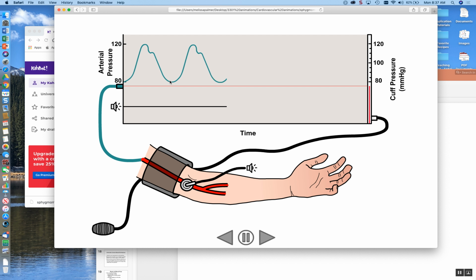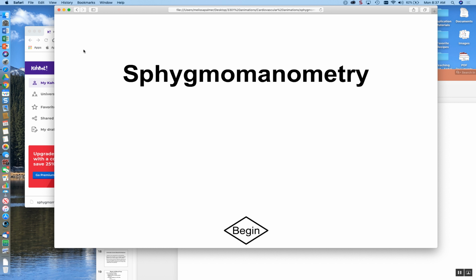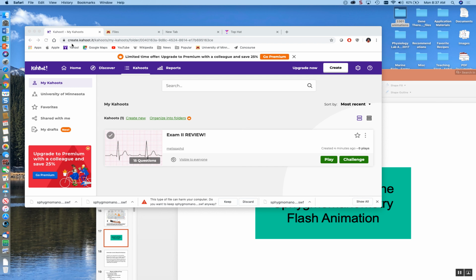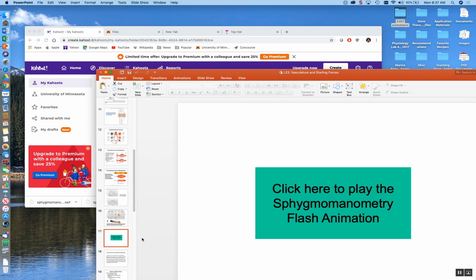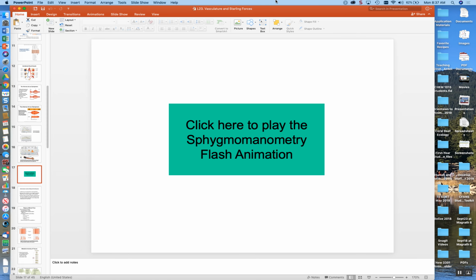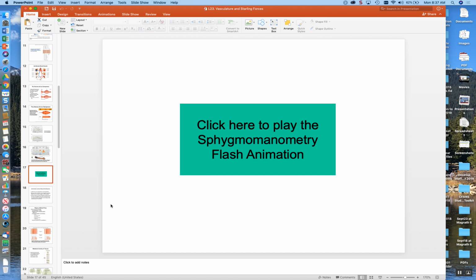So as soon as you start hearing sounds, you can mark that as the systolic pressure. And as soon as you reduce the pressure in the cuff so that you don't hear any more sounds, then you can mark the diastolic pressure. So that's how a sphygmomanometer works. And you can take a look at this again on your own at home. So sphygmomanometry, remember, is capturing the systolic and diastolic pressure in the brachial artery.